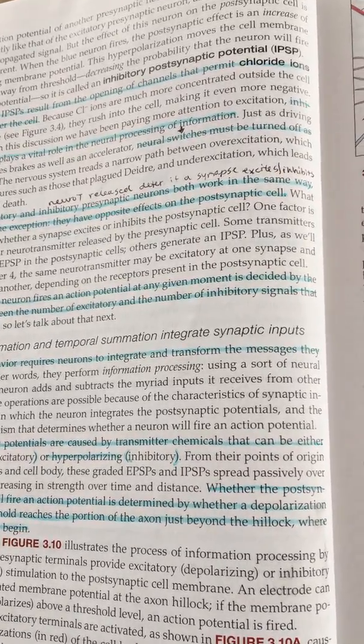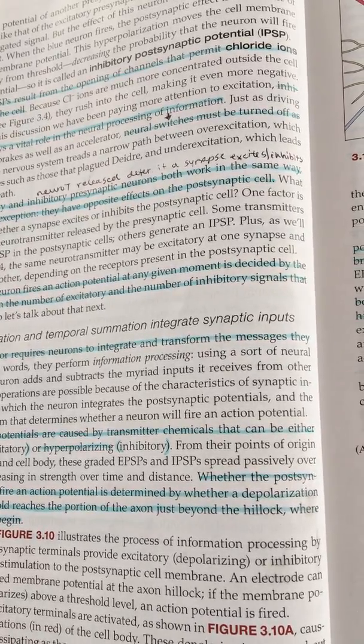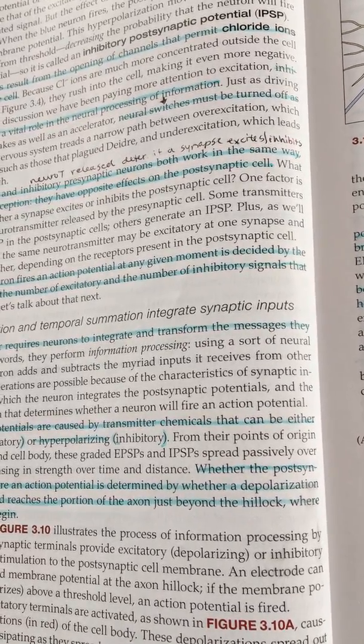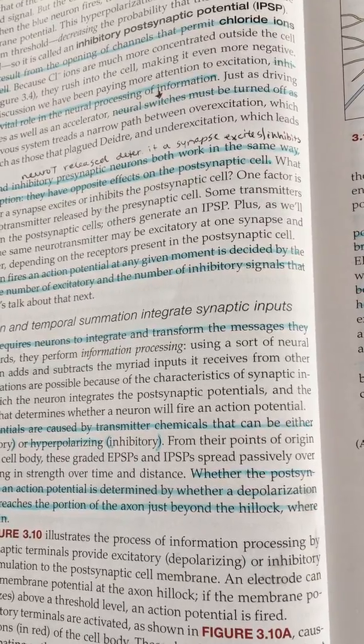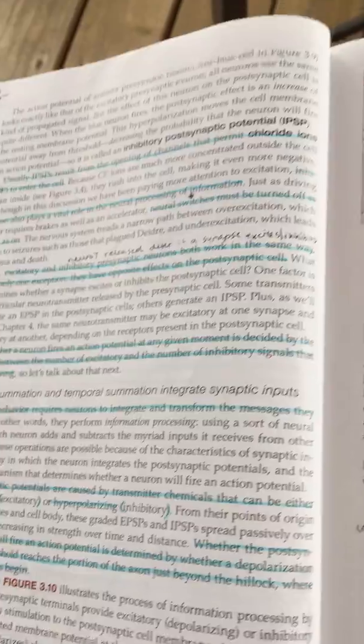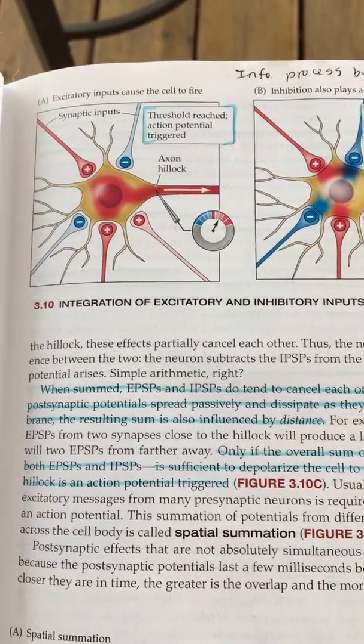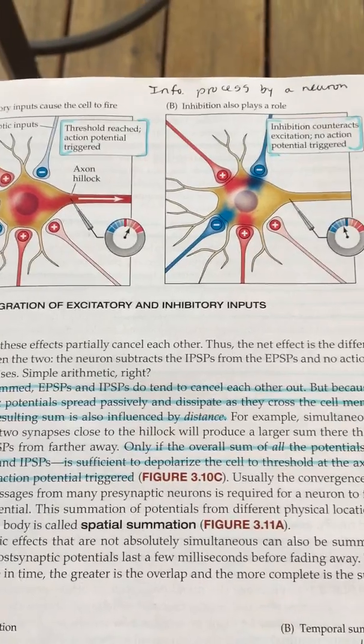When inhibitory synapses are also active, the potentials that excite and inhibit partially cancel each other out. This is seen when the neuron subtracts IPSPs from EPSPs and no action potentials are fired. This can be seen in the top of figure 3.10 on page 77.